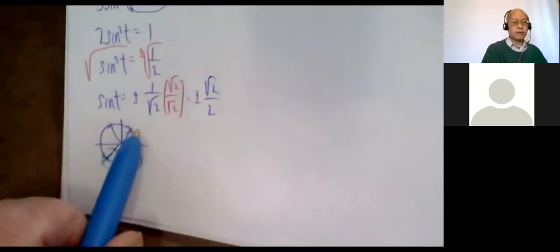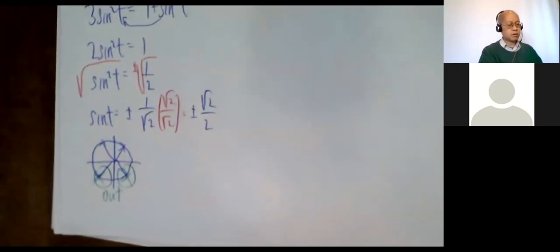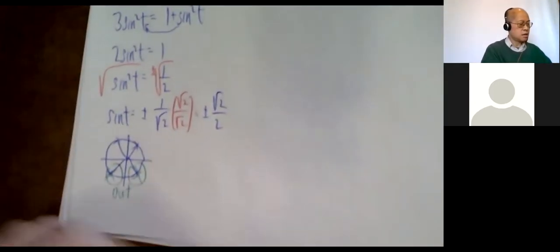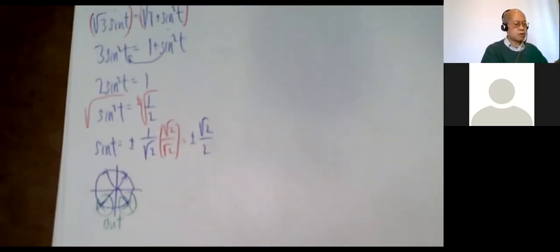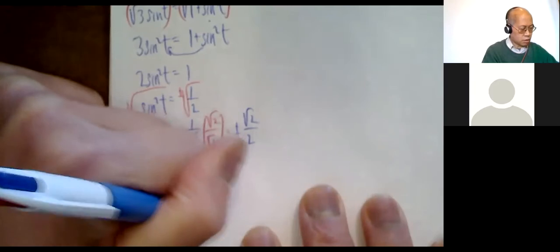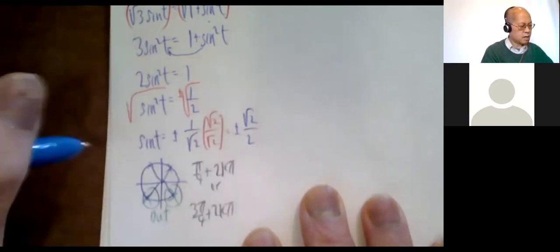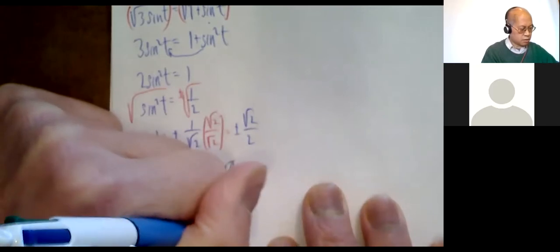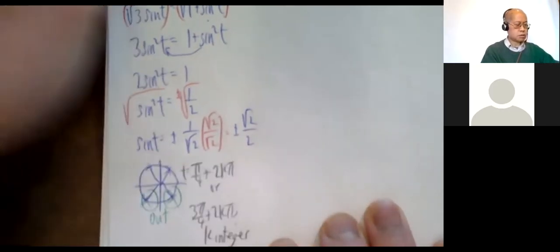So that's pi over 4. That's 3 pi over 4. So I'm going to give my answer as pi over 4 plus 2k pi, or 3 pi over 4 plus 2k pi. I should say t equals, where k is an integer. There we go.